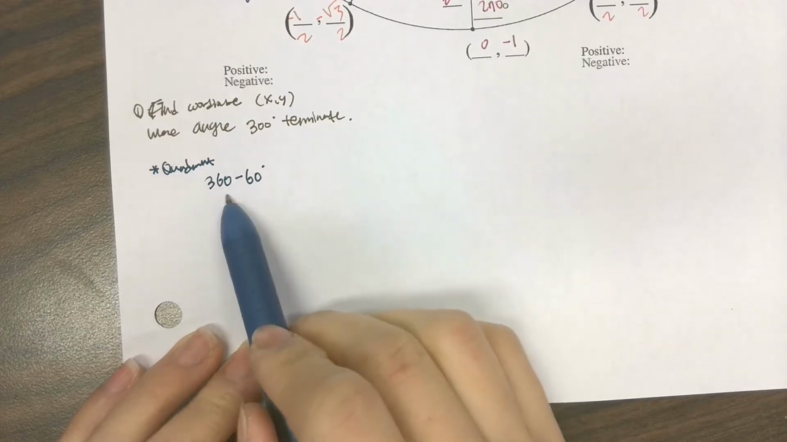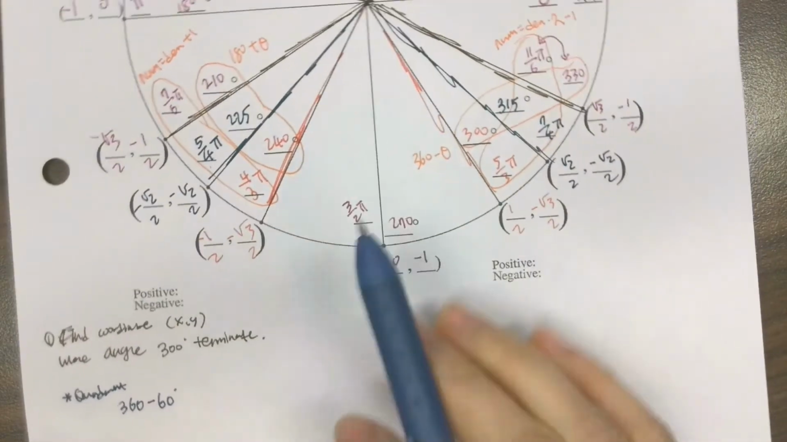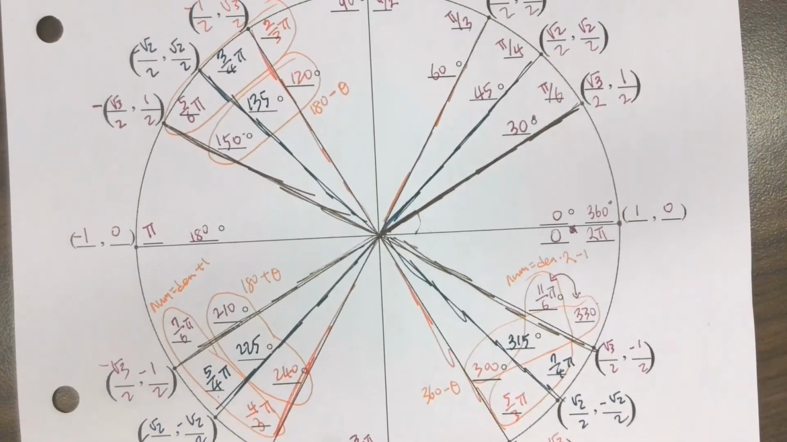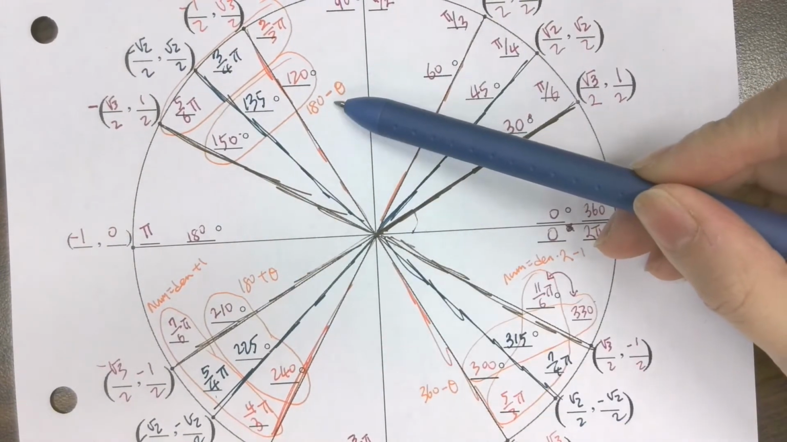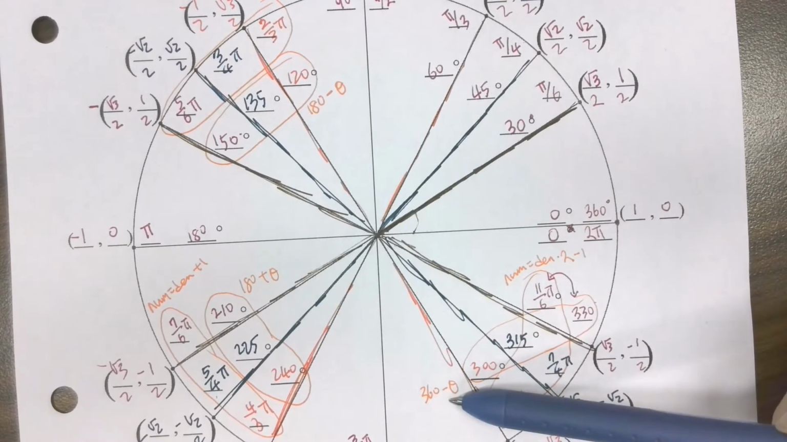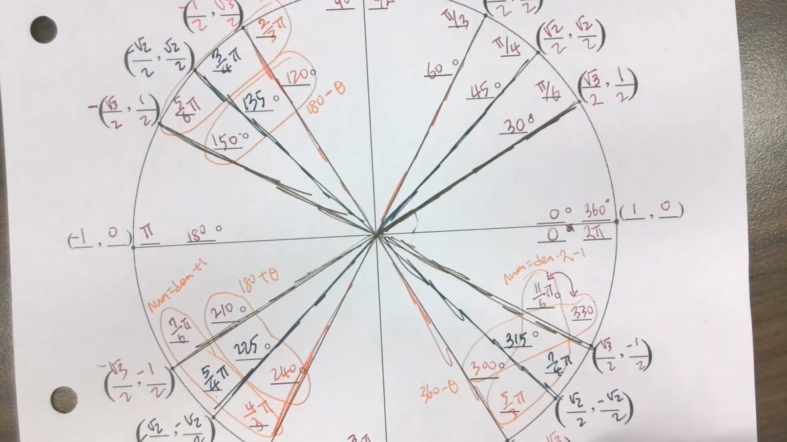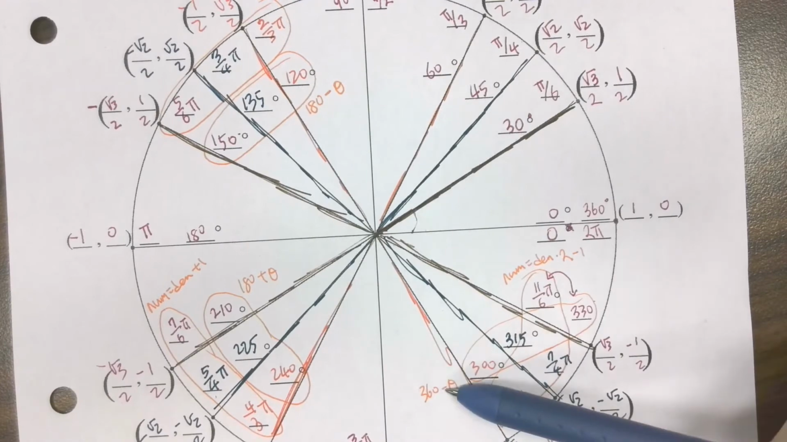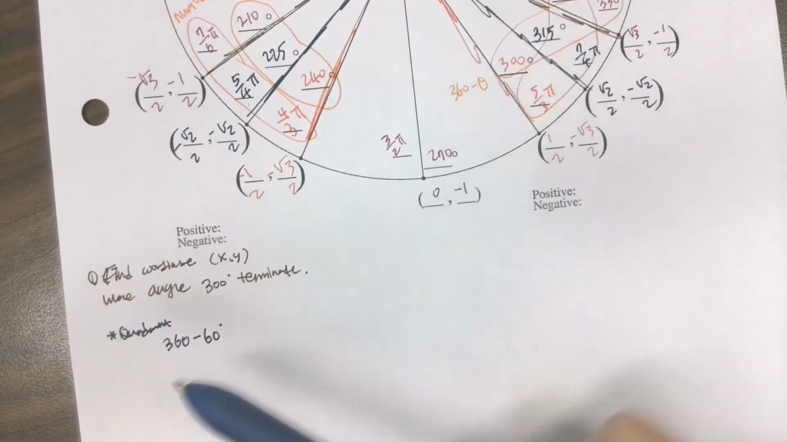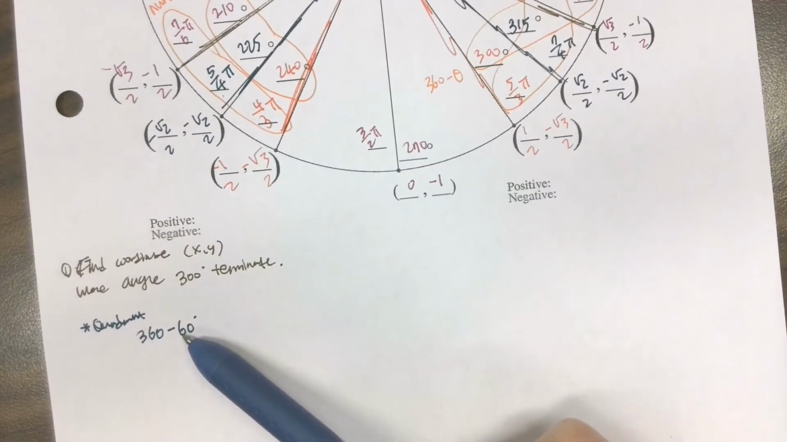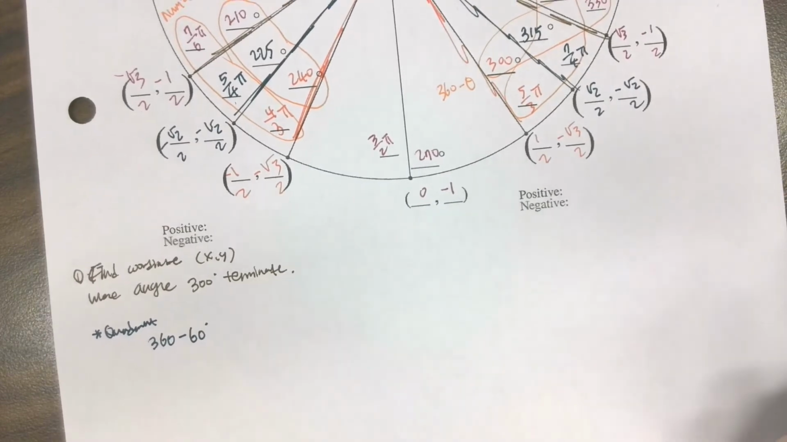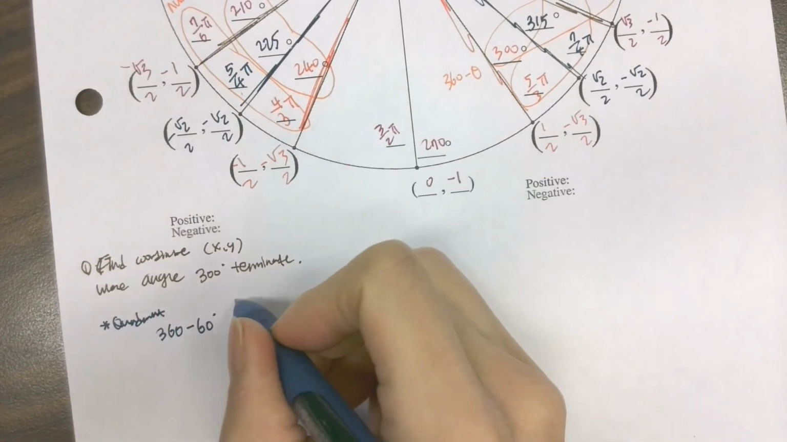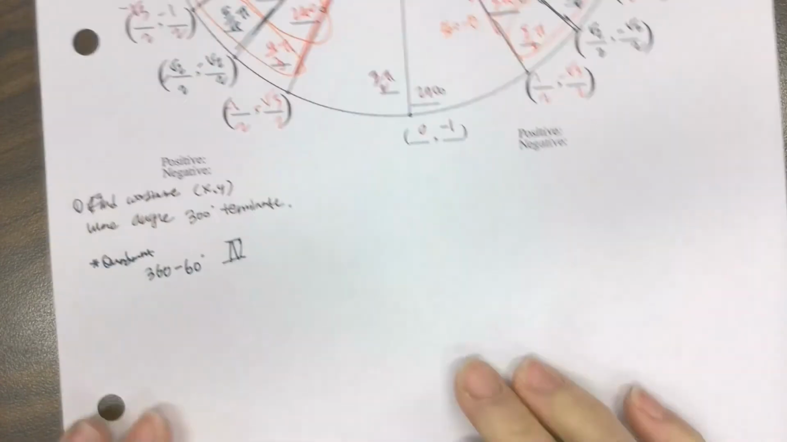Why did I come up with those numbers? If you remember your unit circle, there are characteristics of angles in degrees. It's either going to be 180 minus theta, 180 plus theta, or 360 minus theta. For me, this problem fits 360 minus theta. So I'm thinking, 360 minus what gives me 300? It's going to be 60. So 60 is going to be my reference angle. This is in the fourth quadrant.